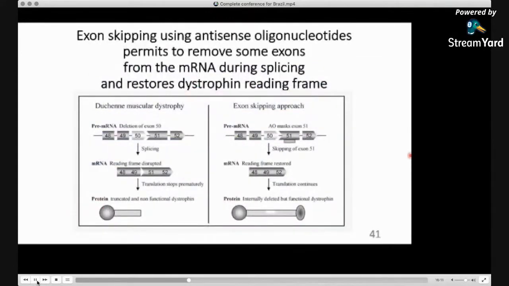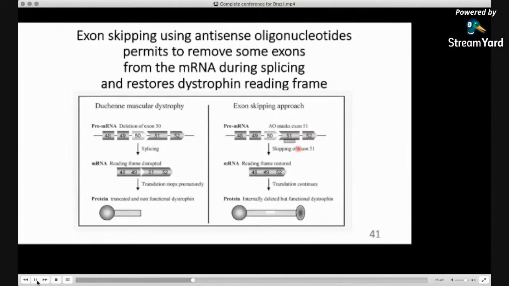For example, in this presentation, we have a deletion of exon 50 that does not contain a multiple of 3 nucleotides. This leads to a frame shift, and there will be a stop codon in exon 51. Thus, the beginning of the dystrophin protein is expressed, but not the end of the dystrophin protein. This situation may be corrected by inducing the skipping, that is the removal, of exon 51 in the messenger RNA. This is done using antisense oligonucleotide.